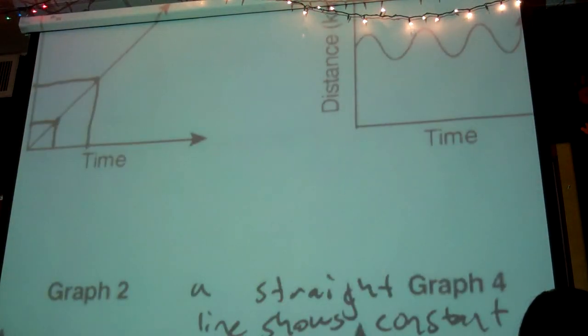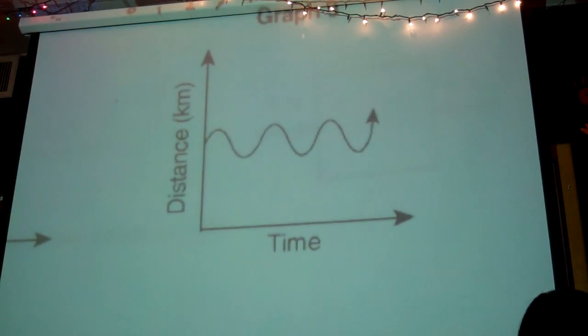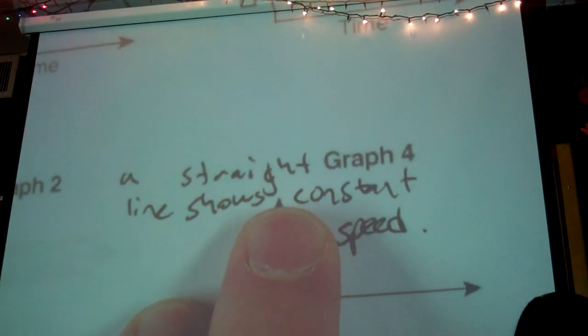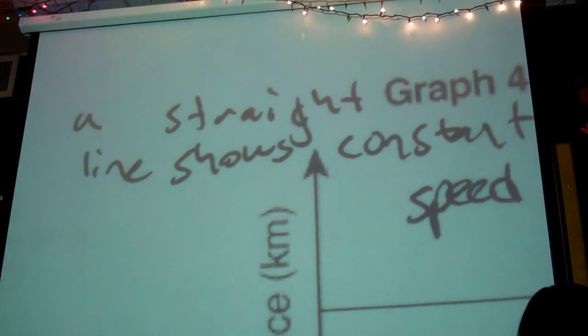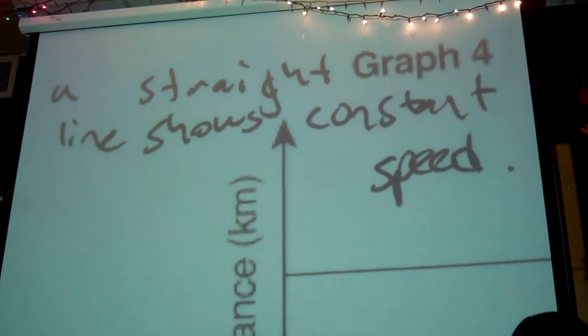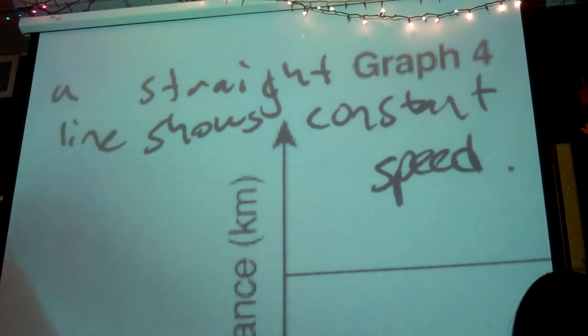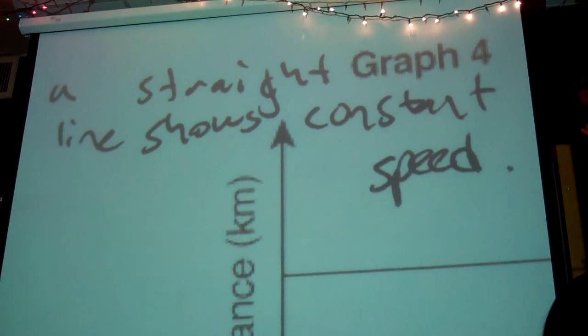All right. A straight, flat line shows constant speed. Is that still number 3? This is number 4. A straight line shows constant speed, but it must be flat.